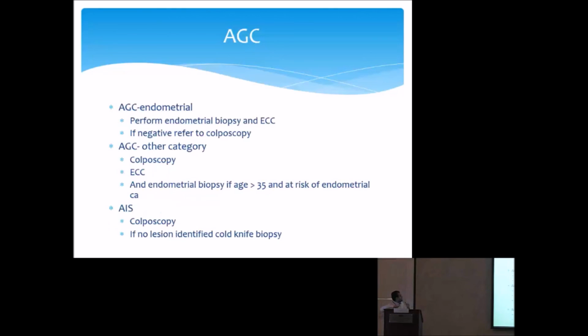So what to do if you have atypical glandular cells? If you have atypical glandular cells and it's specified as endometrial, you have to do an endometrial biopsy and endocervical curettage. If they are negative, they have to be referred to colposcopy. Other categories, they have to be referred to colposcopy, and you do an ECC, and perform an endometrial biopsy if the age is above 35 and at risk of endometrial CA.